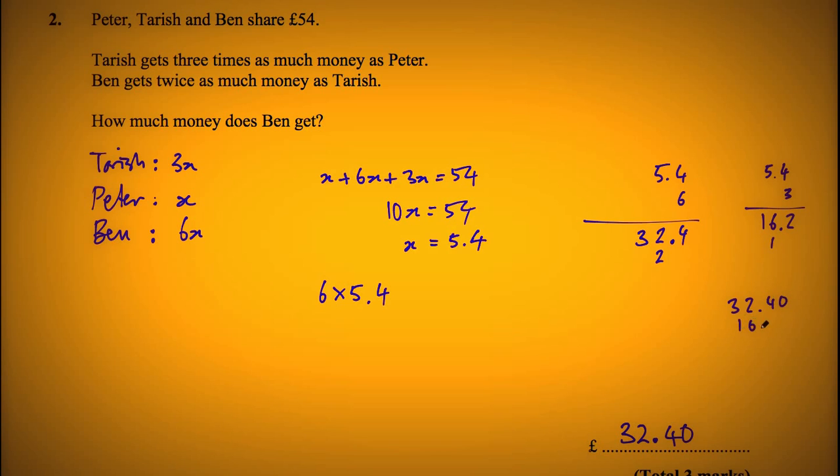32.40, 16.20 and £5.40. 8, 9, 10, 5, 11, 12, 13, 14. That's 54. So that works.